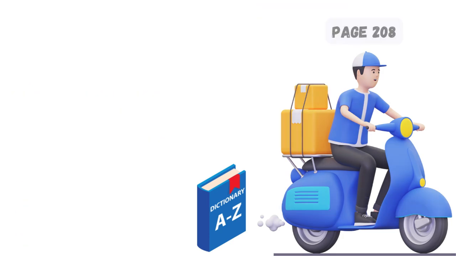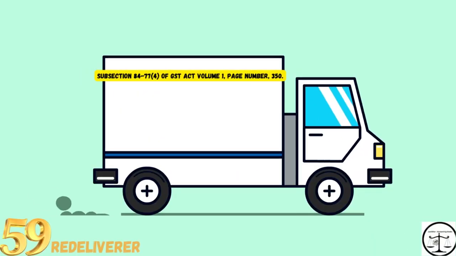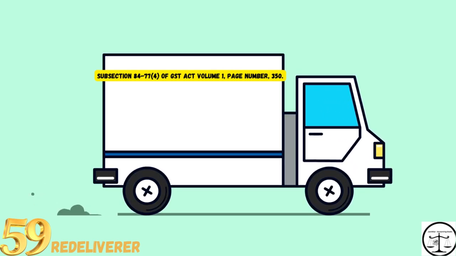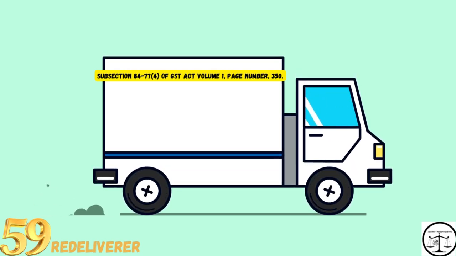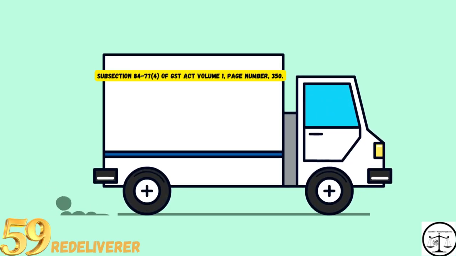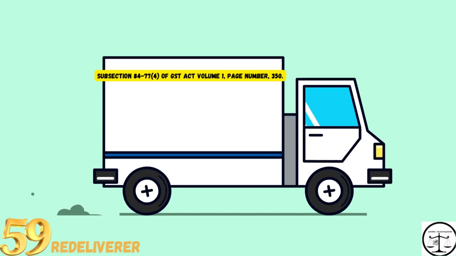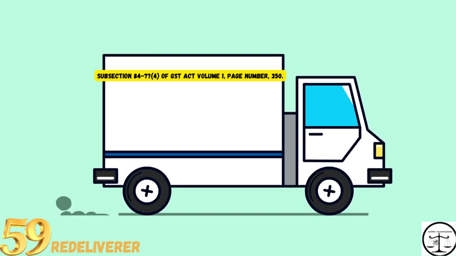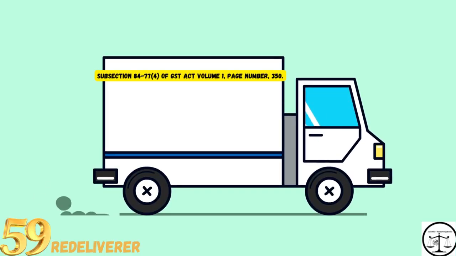67. Representative. Word number 59. Redeliver, of a supply of low-value goods, has the meaning given by subsection 84-77(4). That is subsection 84-77(4) of GST Act Volume 1, page number 350.